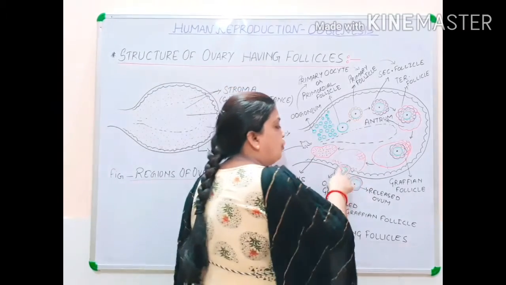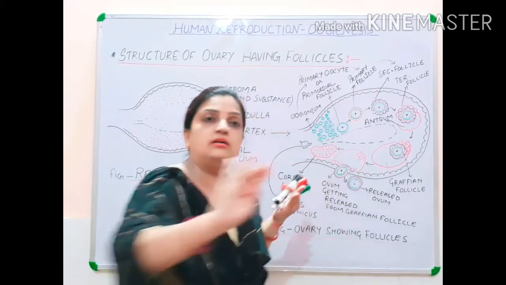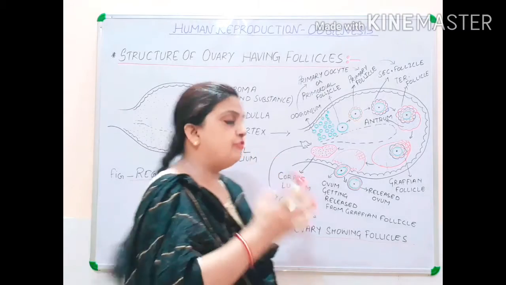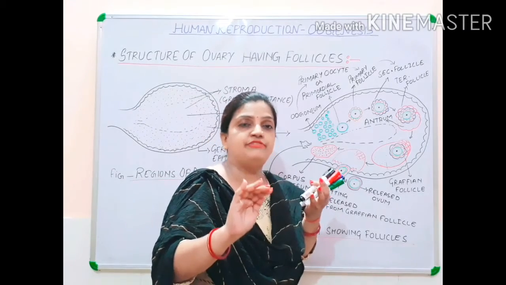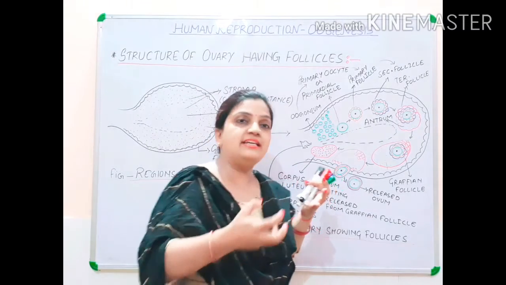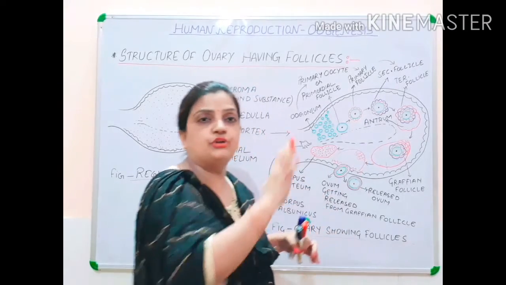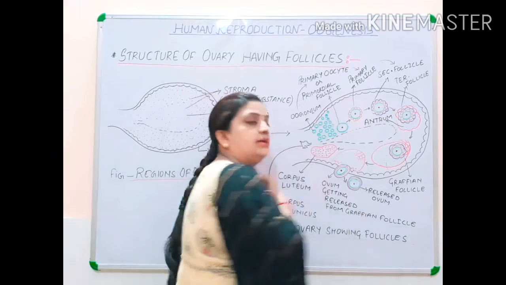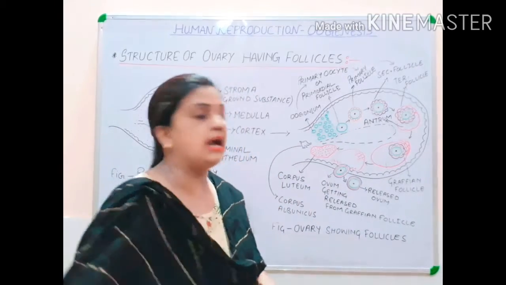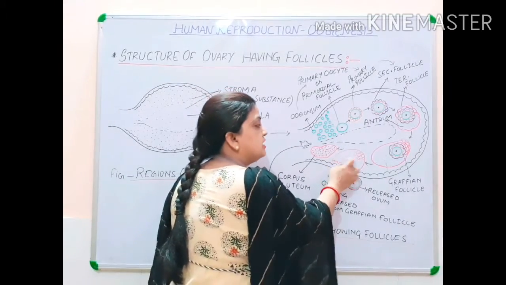So the ovum gets detached from the Graafian follicle. The ovum gets separated from the Graafian follicle. The ovum gets released into the fallopian tube and the Graafian follicle is left over inside the ovary itself. Now children, what will happen to the Graafian follicle, to this structure?